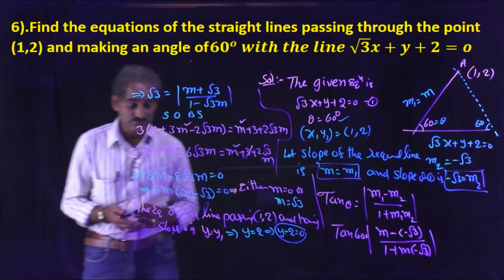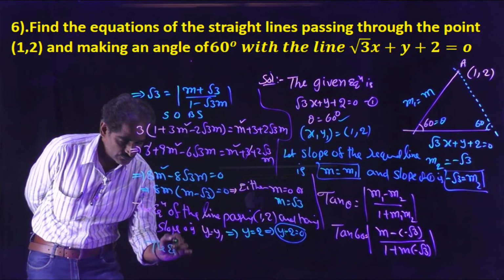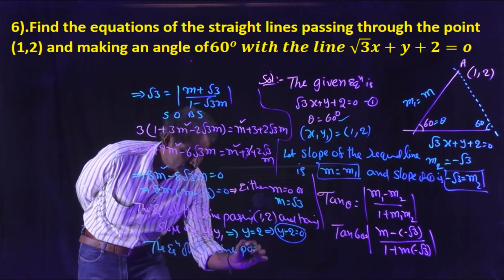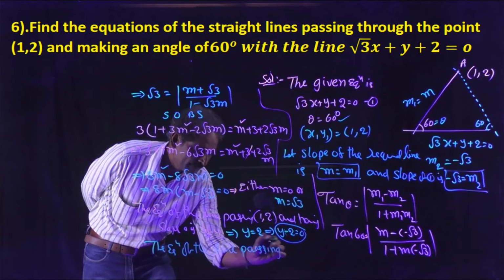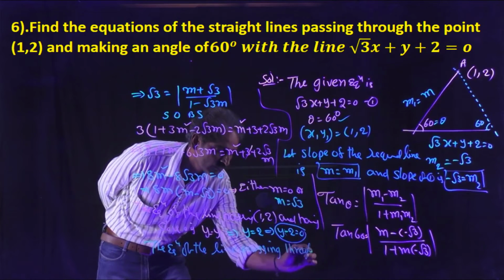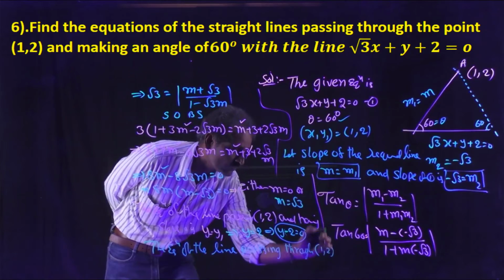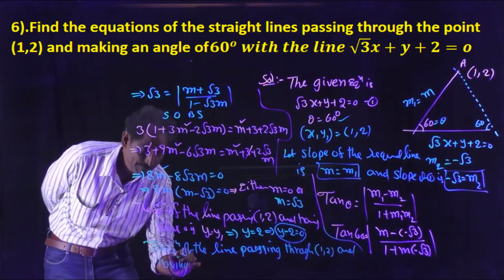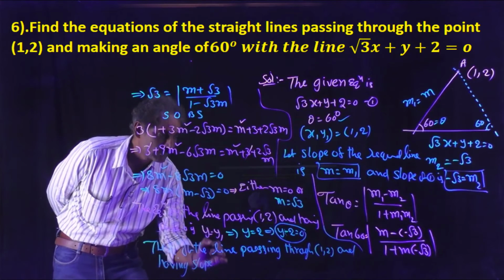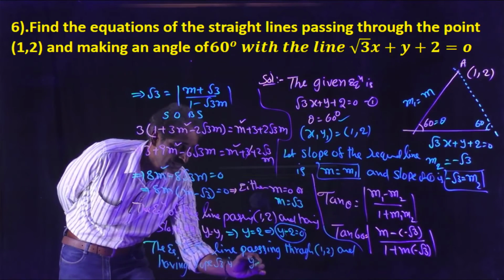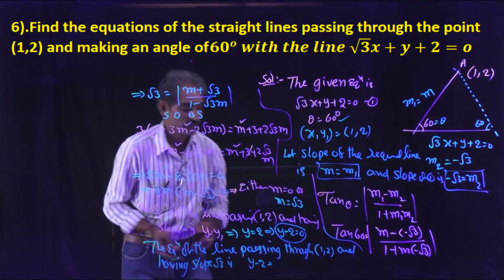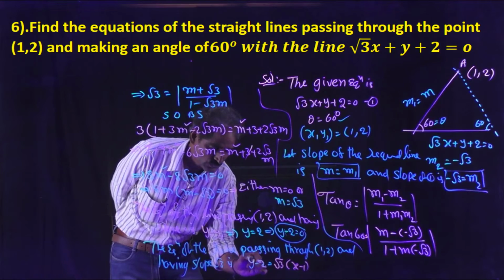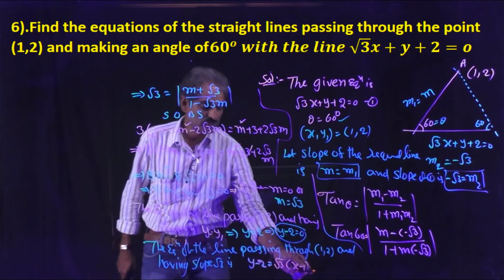Similarly, now write down the second equation. The equation of the line passing through (1, 2) and having slope root 3 is y minus 2 is equal to root 3 into (x minus 1). This is the other equation.